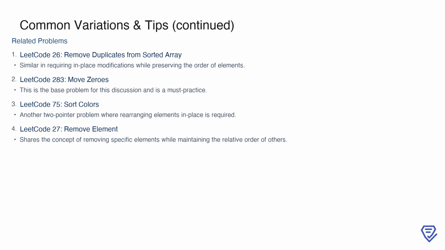LeetCode 75, sort colors, is another related problem that uses the two-pointer approach to rearrange elements in place, teaching you how to manipulate arrays efficiently. Finally, LeetCode 27, remove element, involves removing specific elements from an array while maintaining the relative order of the remaining elements. Practicing these problems will deepen your understanding of in-place algorithms and prepare you for a variety of interview scenarios.